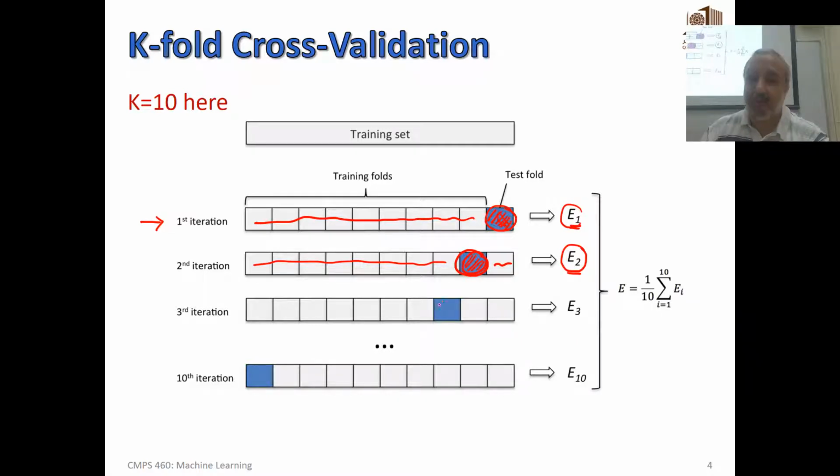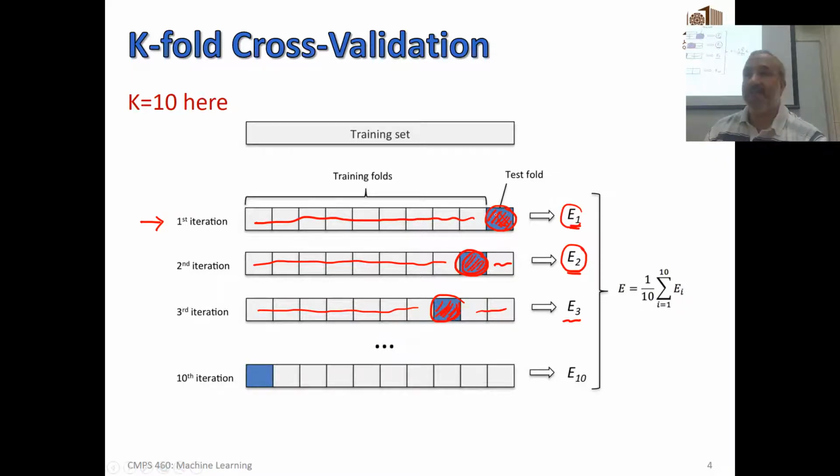Then the third iteration will change again the test fold, and that of course means that we'll change the training folds. So we'll train a third model and test it on this test set. We get a third evaluation measure, or evaluation number, an estimate of the performance, and we do that 10 times. Every time we change the test fold and train on all the others.